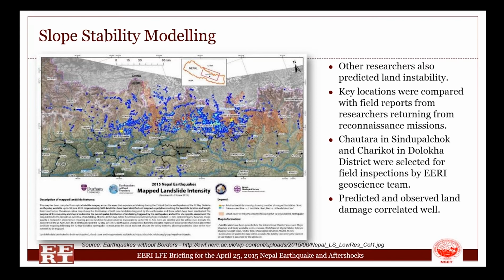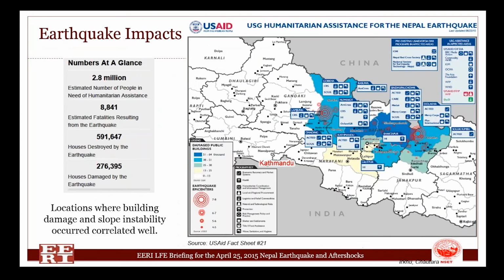What we noted following the visits to these districts is that the predicted and observed land damage correlated very well. We can compare slope instability with building damage, especially in steep terrains such as Nepal, and the USAID map for humanitarian assistance correlates very well with the predicted damage for slope instabilities.